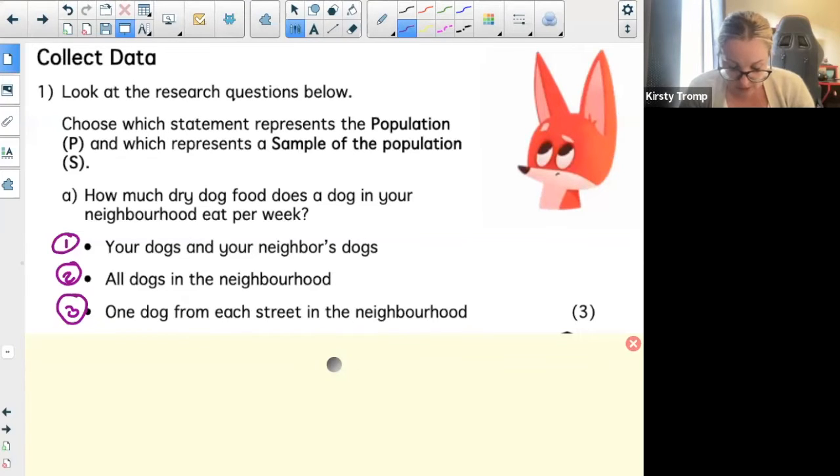All right, so S for sample, P for population. Probably have about 30 seconds left.